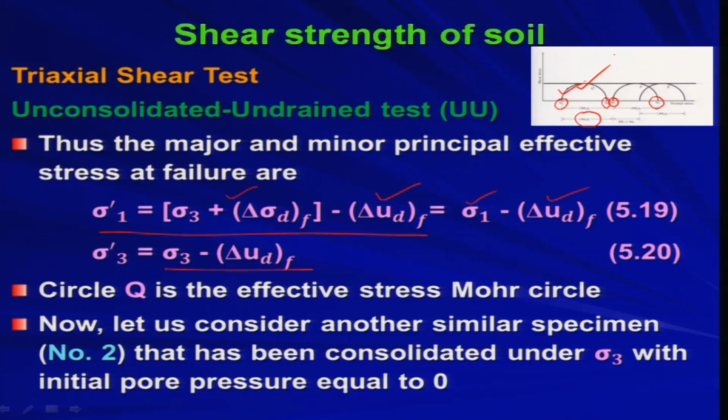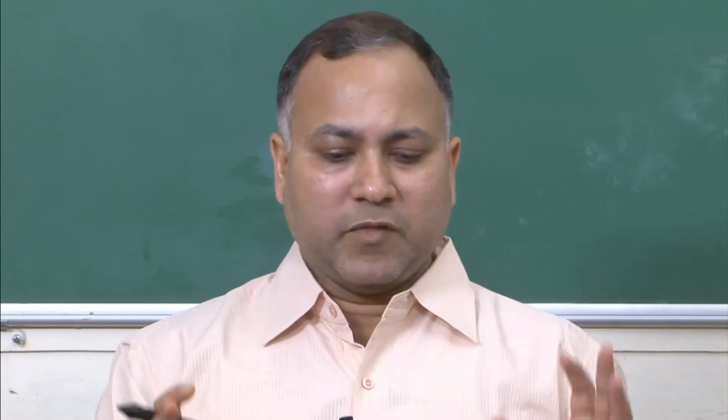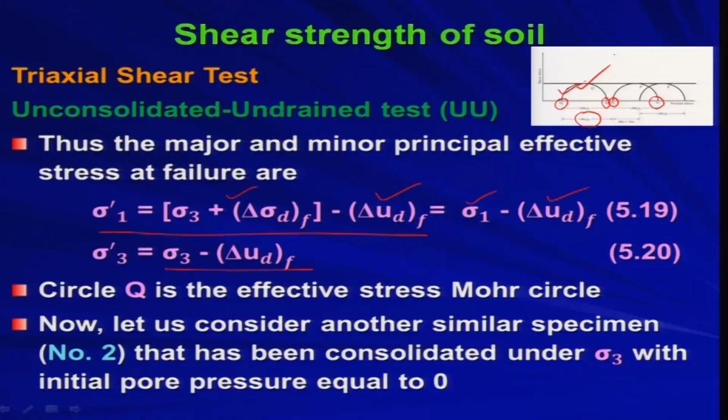Now, let us consider another similar specimen. Similar means a similar type of soil and similar specimen, and we denote that specimen as number 2. Let us consider this other specimen that has been consolidated under sigma 3 with initial pore pressure equal to 0. So we are doing this.